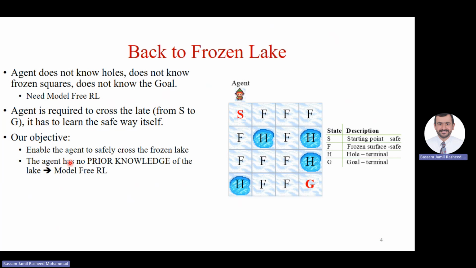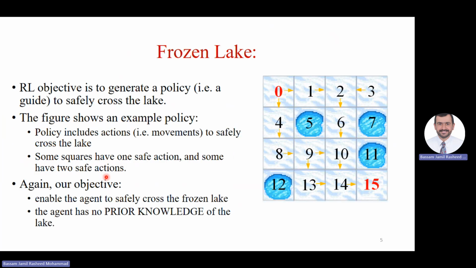So really our objective is to enable the agent to safely cross the lake without falling into one of these holes. The agent has no prior knowledge of the lake or where the holes are. Clearly, it's a model-free reinforcement learning method we should use. So back to the frozen lake. The reinforcement learning objective is to generate a policy to safely cross the lake. The figure shows an example policy.